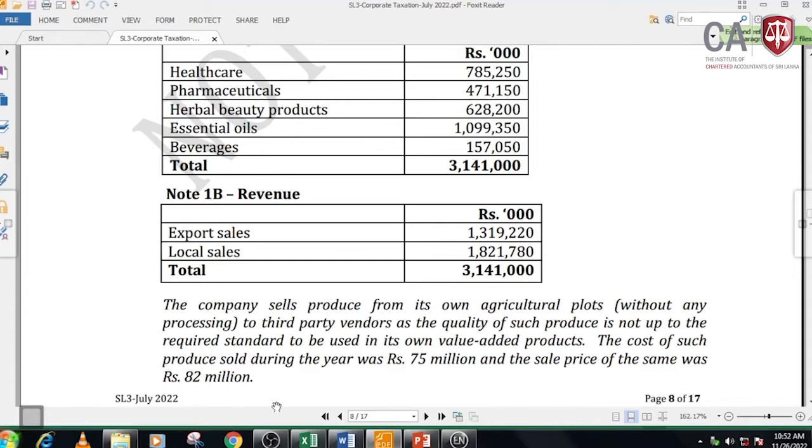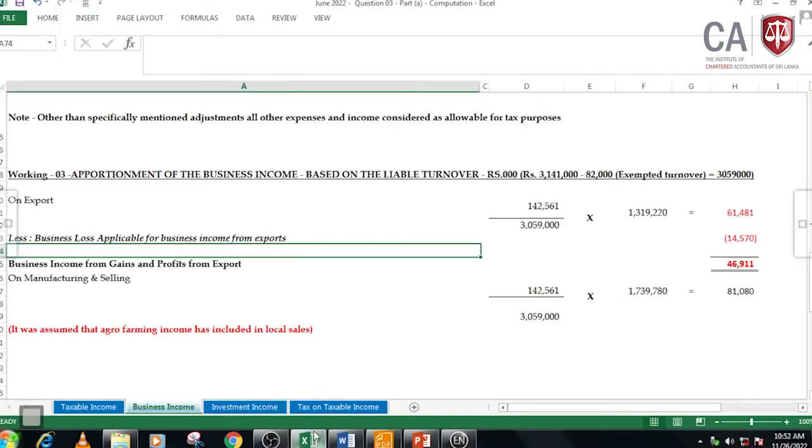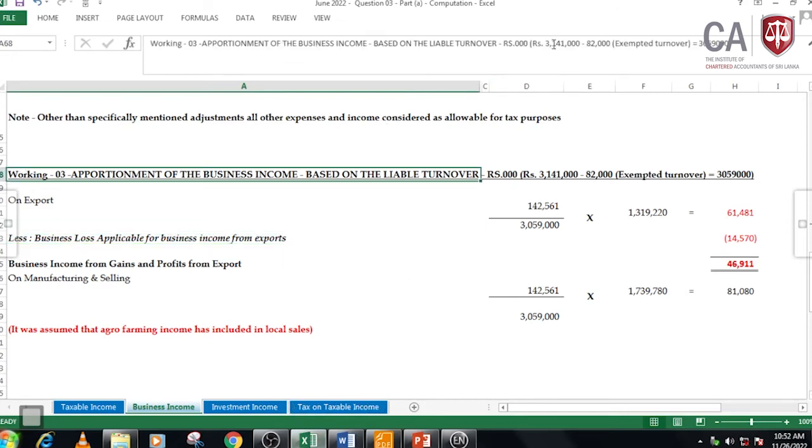Otherwise, the local sale should be included in the local sales. That is how the total turnover will come. Then, with the assumption, I don't know, but with the assumption you can see my computation. The total turnover is 3,141,000, minus 82, the exempted turnover.